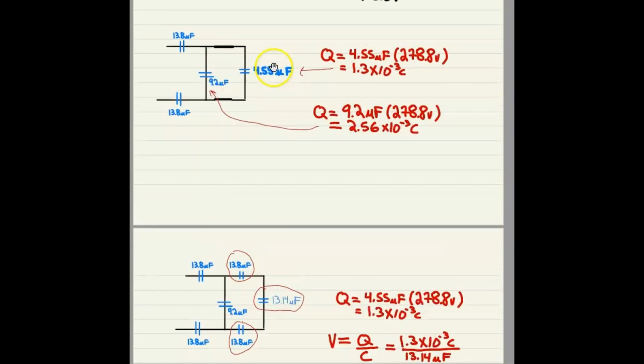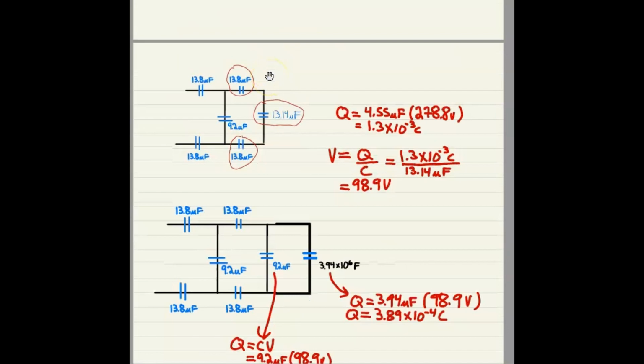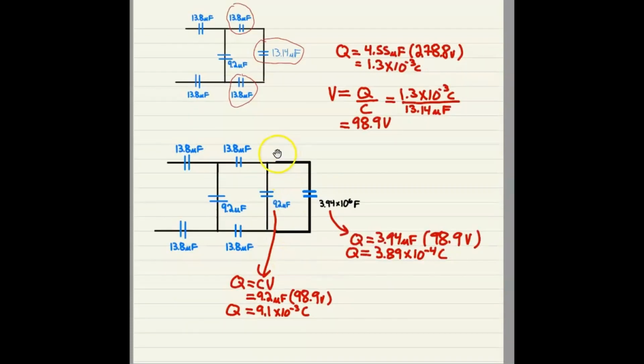Now, the 4.55 microfarad capacitor decomposes into 3 series capacitors. All of these have the same charge, 1.3 millicoulombs, because the charge in series is the same. V equals Q over C. Therefore, the voltage across the 13.14 microfarad capacitor is 98.9 volts. That capacitor decomposes into 2 parallel capacitors. They have to have the same voltage of 98.9 volts because a parallel combination of capacitors always has the same voltage.